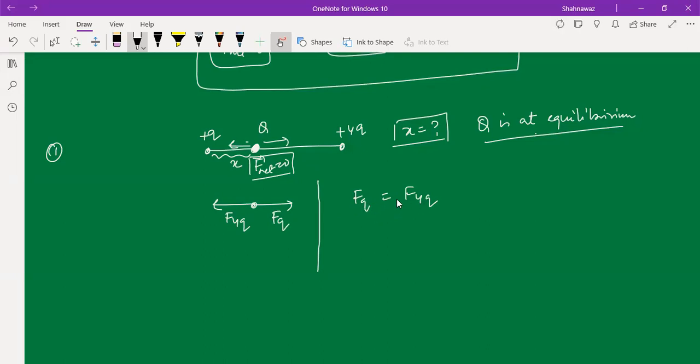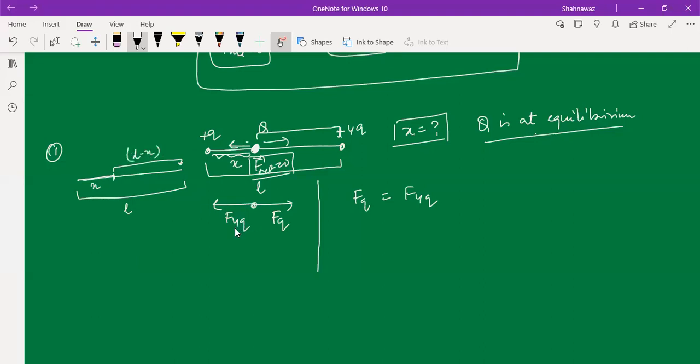So FQ equals F4Q, right? This total distance is L and this distance is X. So how much is the distance between Q and plus 4Q? Let me draw this here so it would be more clear. This distance is X, the total distance is L. So how much will this distance be? L minus X. Correct, absolutely correct.